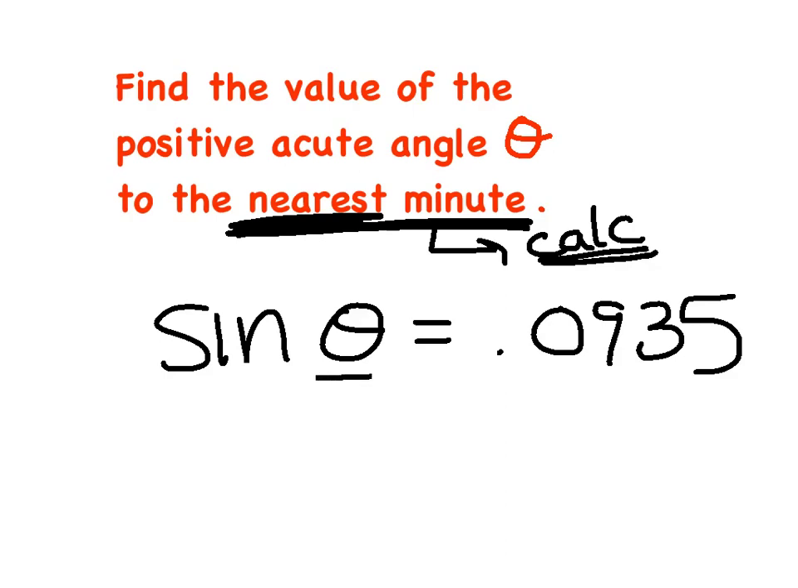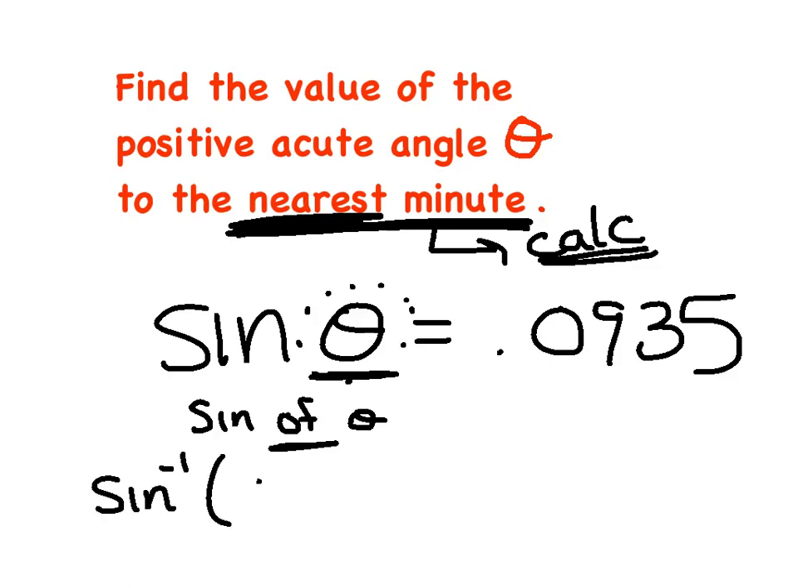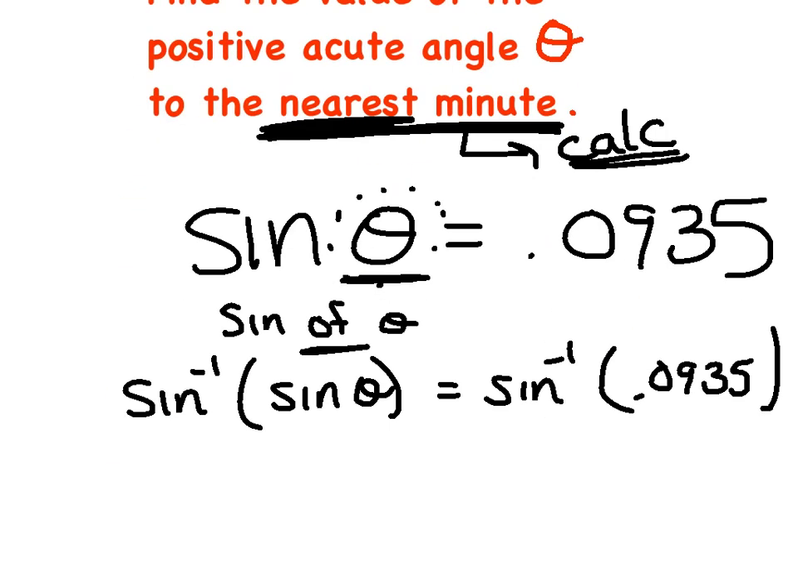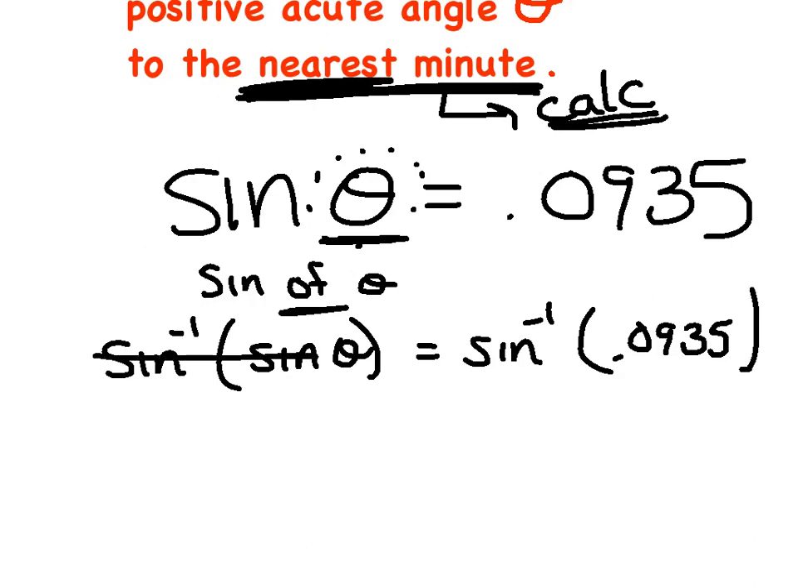So, in order to find theta, remember, read this to yourself. It's the sine of theta. It doesn't say times, so it's not like you can divide the sine over. It's the sine of theta. So you have to take the inverse in order to solve for theta. Again, no baby steps, write it out. Sine inverse of sine theta equals sine inverse of 0.0935. Now remember, those are going to zap each other out. So you're going to get theta equals sine inverse of 0.0935.